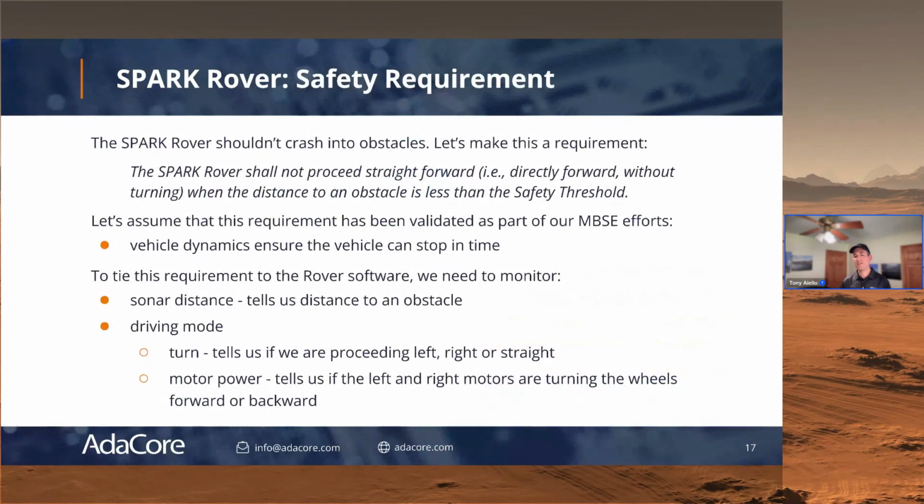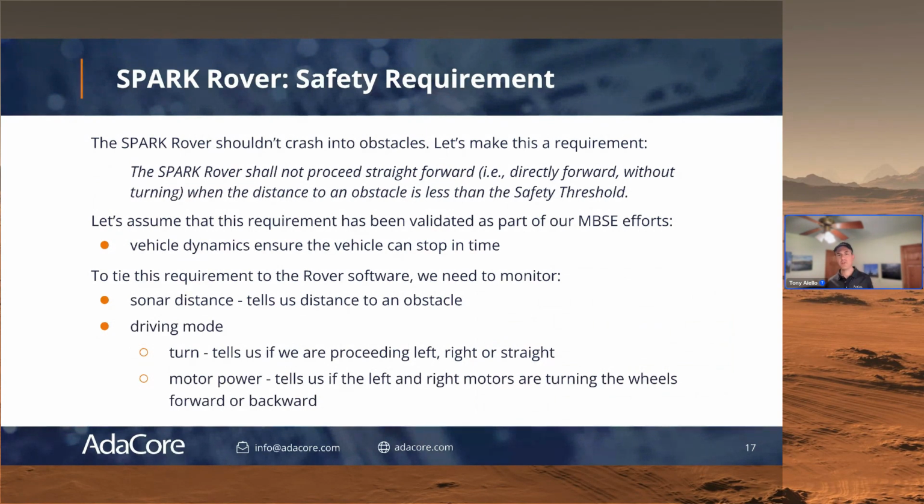So I looked at this and I said, what would I like to prove for this rover? And I picked something that I thought was reasonably ambitious and also reasonably easy to talk about, which is, hey, we really should make sure that the rover won't crash into obstacles. So if I were to phrase this as a requirement, kind of putting on my requirements engineer hat, I might write it like this. The Spark rover shall not proceed straight forward, that is to say directly forward without turning its wheels, when the distance to an obstacle is less than some safety threshold.